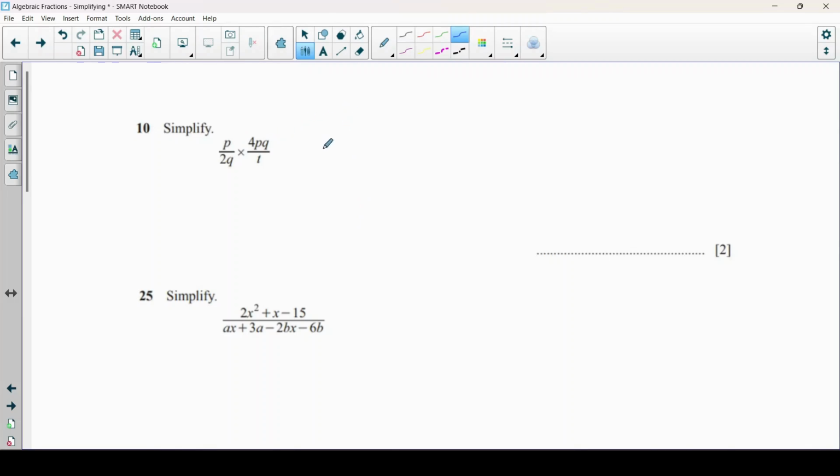This looks like a pretty quick one, so we've got to multiply. So just multiply numerators and denominators, so 4p squared q divided by 2qt. Let's look, is there anything I can divide top and bottom by? Yeah, I can divide the 4 and the 2 by 2, so I get a 2 and a 1. I can also divide by q, so it's just going to leave me with 2p squared over t. Nice and easy.